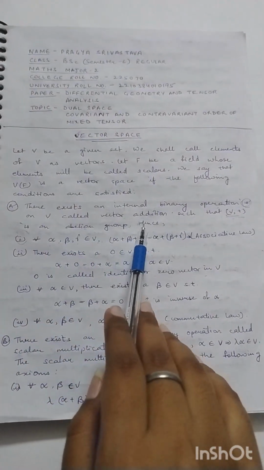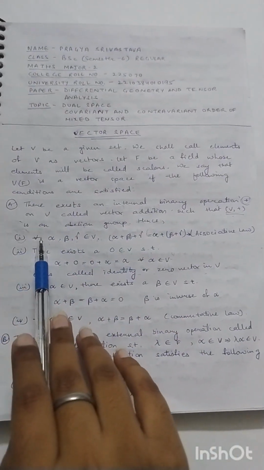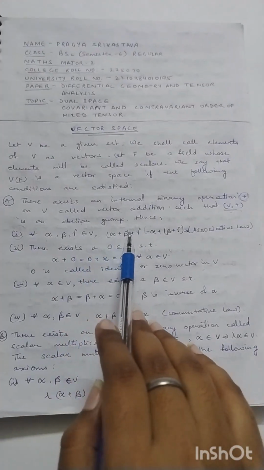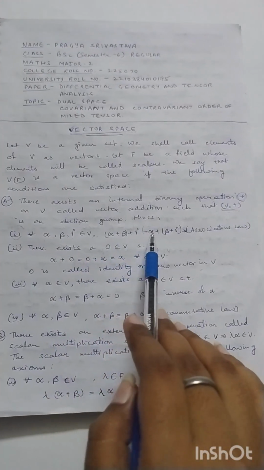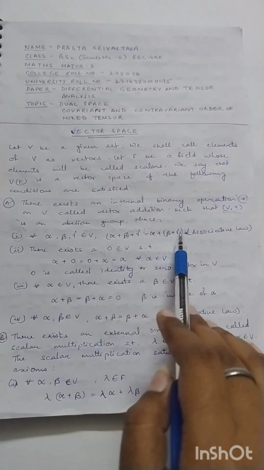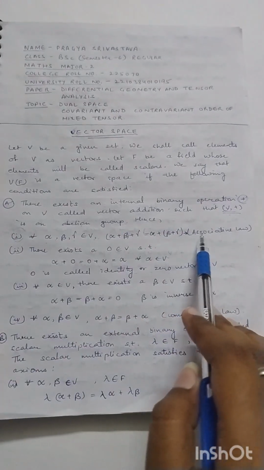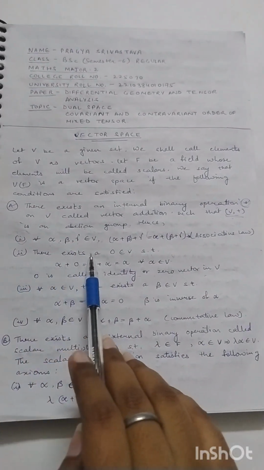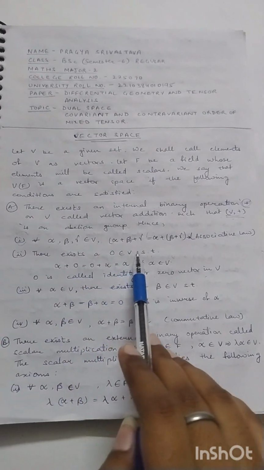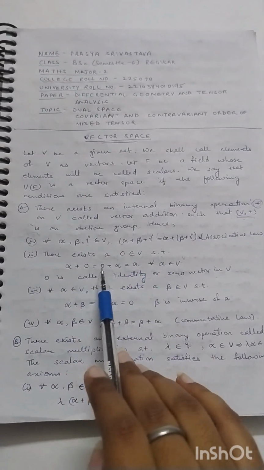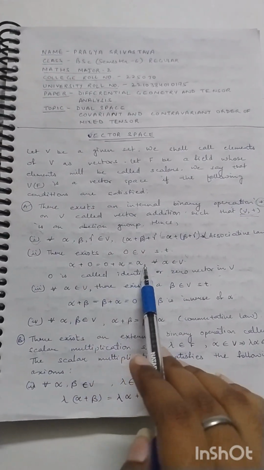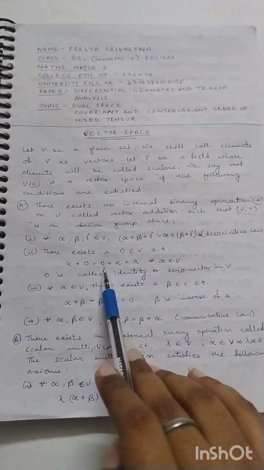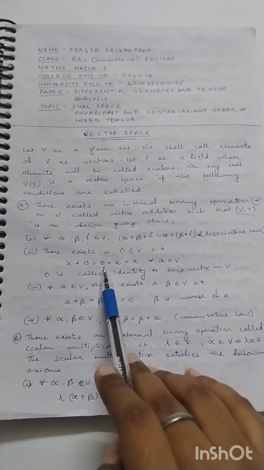abelian group. Hence, first subpart is for all alpha, beta, gamma belongs to V, (alpha plus beta) plus gamma is equal to alpha plus (beta plus gamma), the associative law. Second part is there exists a 0 belongs to V such that alpha plus 0 is equal to 0 plus alpha is equal to alpha for all alpha belongs to V. Here 0 is called identity or 0 vector in V.